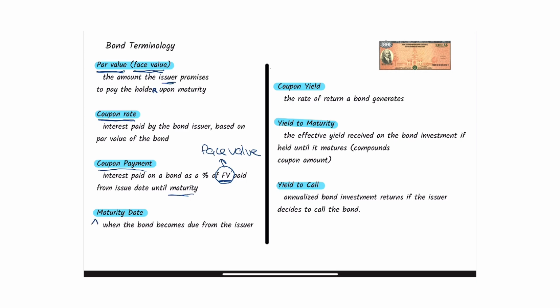Then we have the maturity date, and the maturity date is when the bond becomes due. So again, if it's a 5-year bond, in 5 years it matures, and that's when the bond becomes due, and that's when the issuer gives you the value of the bond, the face value of the bond, back. We have coupon yield, which is the rate of return that the bond generates.